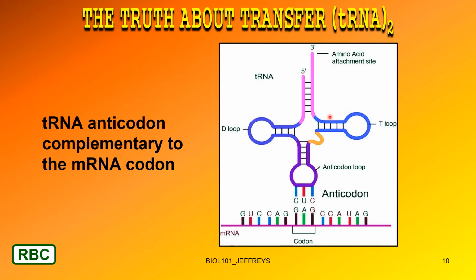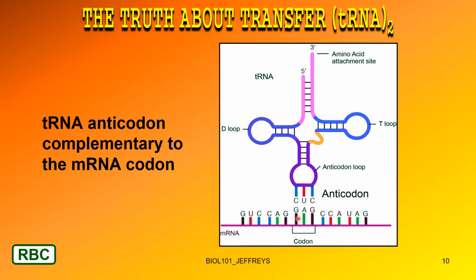Okay, so here's a look at the 2D model of the transfer RNA a little bit larger, so you can see the details. Now, it says over here, transfer RNA anticodon is complementary to the messenger RNA codon. So remember, here's a message down here, and here's a codon, GAG. And so the anticodon is going to be complementary to that. It's going to be the opposite, but the complement. That's the anti part, the opposite, okay?